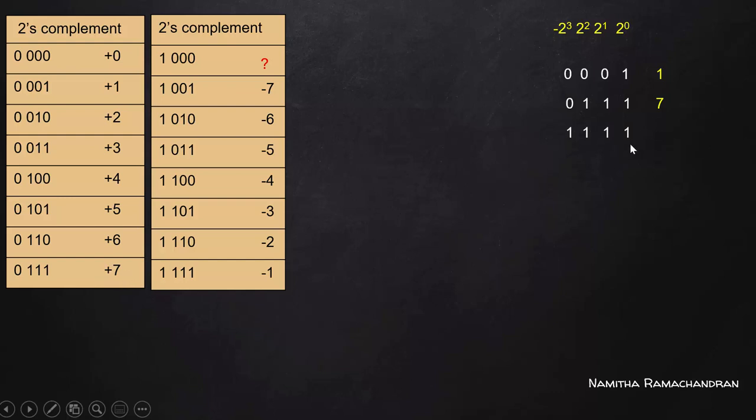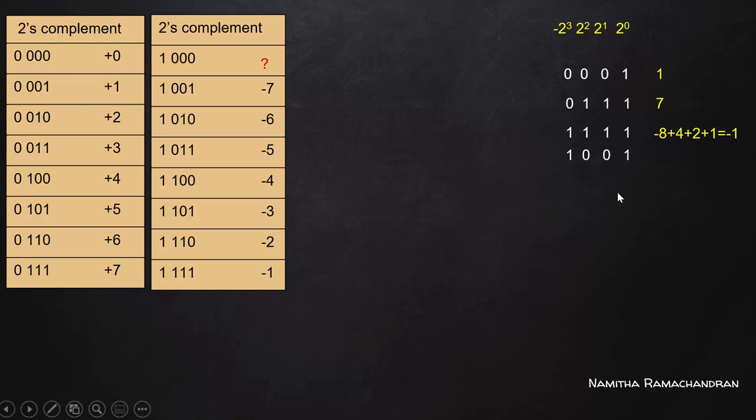Another example, here: 1 into 1 plus 1 into 2 plus 1 into 4 plus 1 into minus 8. That is minus 8 plus 4 plus 2 plus 1. Minus 8 plus 4 is minus 4. Minus 4 plus 2 is minus 2. Minus 2 plus 1 is minus 1. Right? So this is the value of this particular binary representation in 2's complement form. For this particular 2's complement representation, the value is actually minus 1.